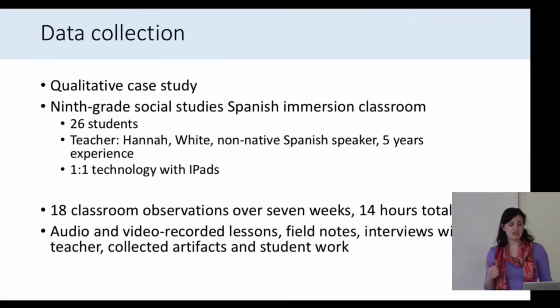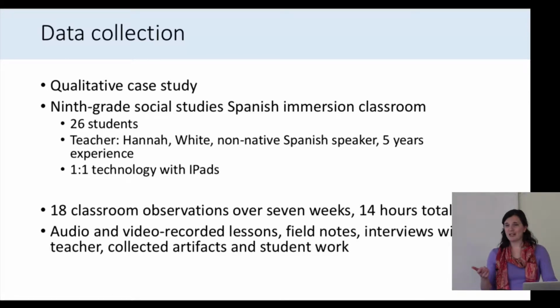And so I conducted a qualitative case study where I was in a 9th grade social studies Spanish immersion classroom. The class had 26 students, and the teacher, who I'm calling Hannah, is a white non-native Spanish speaker, and she has 5 years of teaching experience, 3 of which are at this school in immersion. Her first 2 years were not as an immersion teacher.